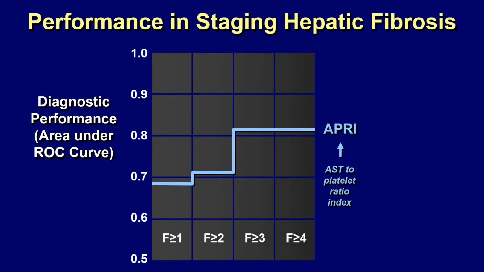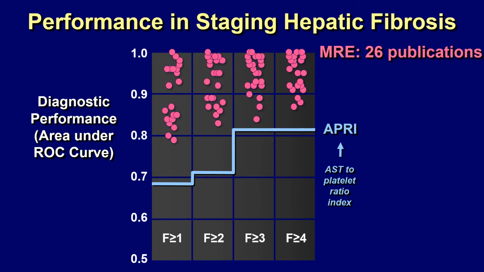The diagnostic performance of MRE has been established in many published studies. We can compare it to other clinical tests like AST to platelet ratio index, which is a blood test that's used to assess the likelihood of liver fibrosis. This figure shows the accuracy of this test for detecting stage 1 and greater, stage 2 and greater, stage 3 and greater, and stage 4 and greater fibrosis. This test performs better for high stages of fibrosis as we would expect.